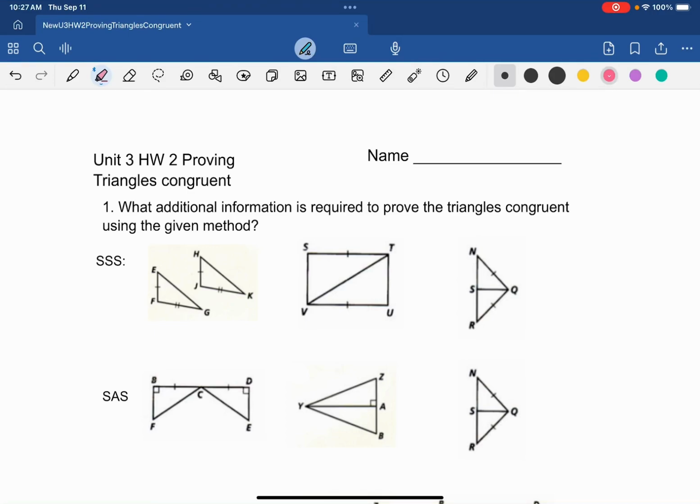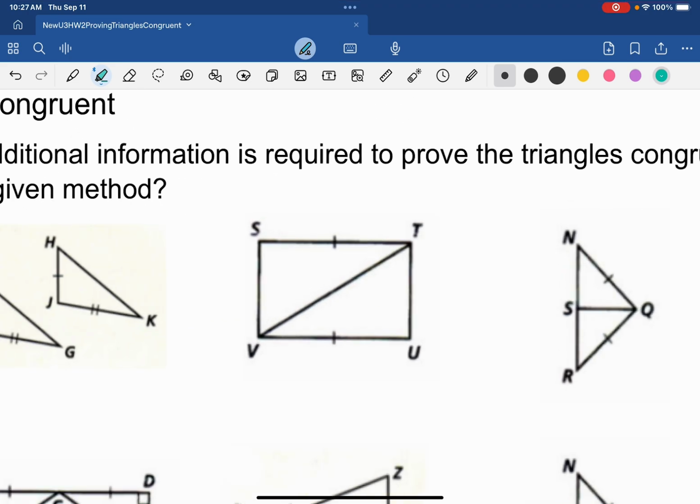All right, guys, we're going to look at a little bit of today's homework. In the first page, we're looking for things that we would have to be given to prove some triangles congruent, and it's asking us to prove them congruent in certain ways. So if we look at the first set, we're trying to prove by side, side, side. I want to take a look at the one here in the middle.